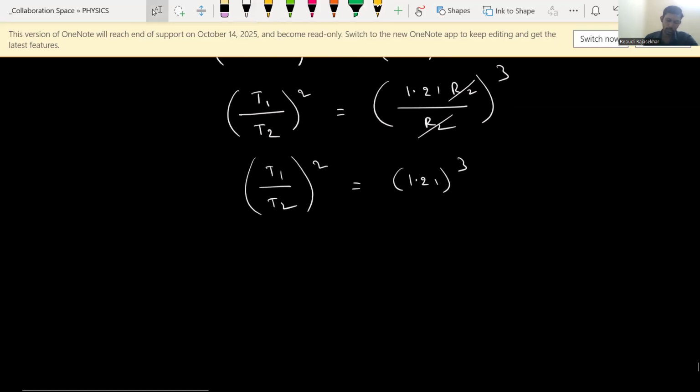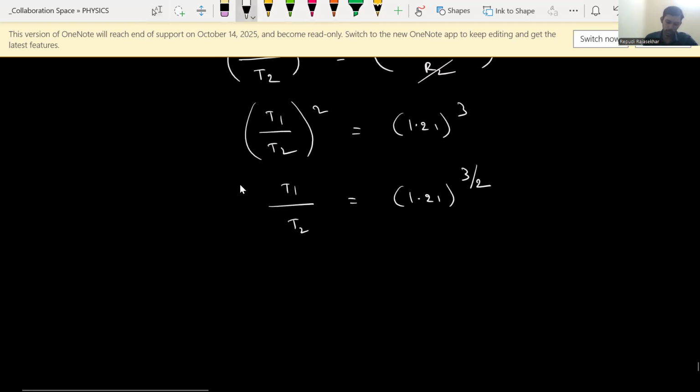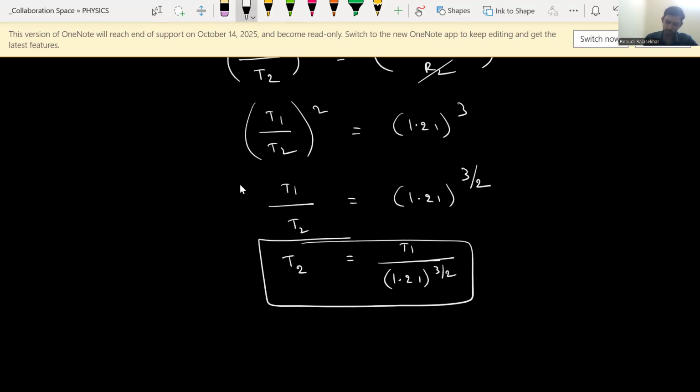Now from this we will write T1 by T2. How to write only the T1 by T2 value? So T1 by T2 can be written as 1.21 whole power 3 by 2. The square I have removed, so here division came. So T2 equals T1 divided by 1.21 whole power 3 divided by 2. This is the T2 value. Here we got the T2 value.